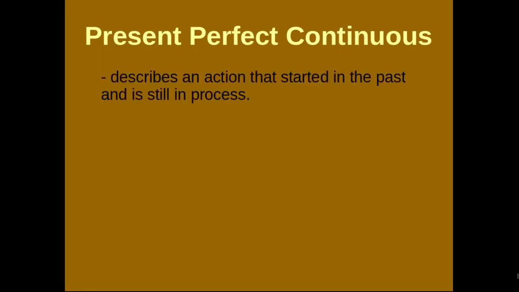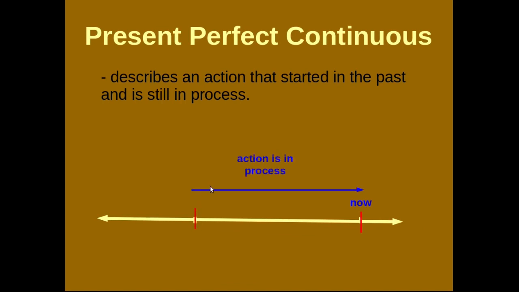The present perfect continuous describes an action that started in the past and is still in process. Let's look at a timeline, and here's now. Now we need an action in the past. The present perfect continuous describes an action that started in the past and continues until now. It is still in process.